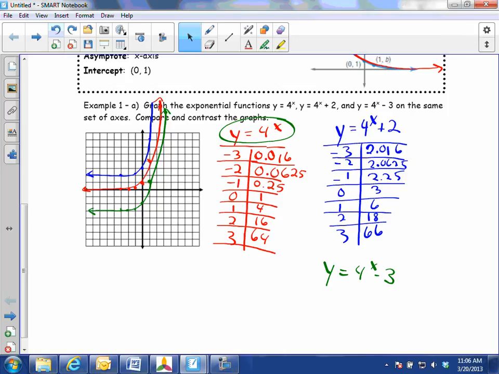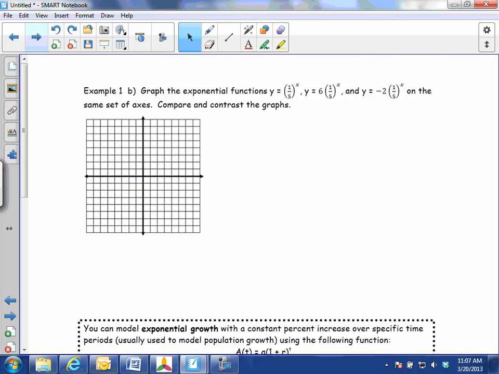So compare and contrast. Compare: it's the same shape, right? Contrast: they have different asymptotes depending on where you move it up. Questions, comments? All right. On the next one, same idea. We won't have to graph all these, so I think you guys understand.